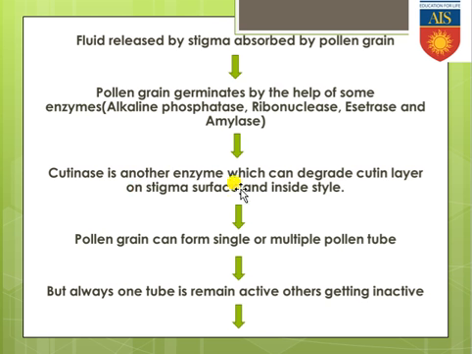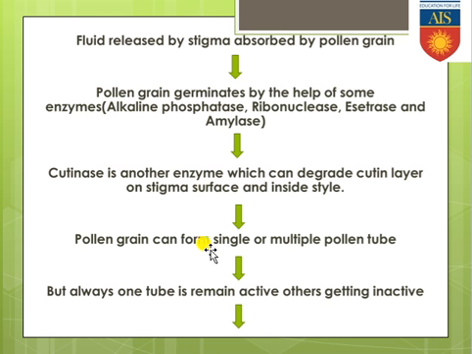Cutinase is another enzyme which can degrade the cutin layer present on the surface of stigma as well as inside the style. That means cutinase is another enzyme. It is released by the stigma, and it is responsible for degrading the cutin layer present on the surface of stigma as well as inside the style. And if the cutin layer is properly degraded, then only the pollen tube can enter within the style through the stigma in a proper manner.